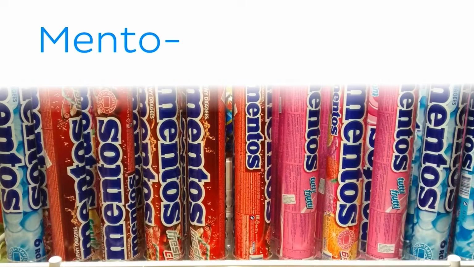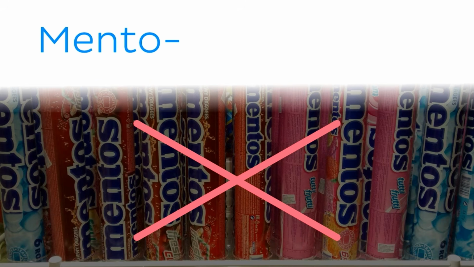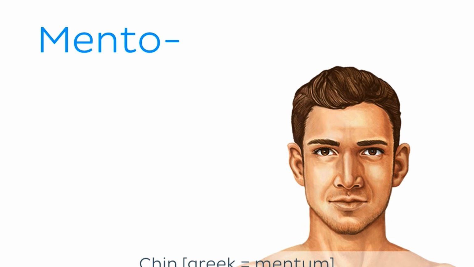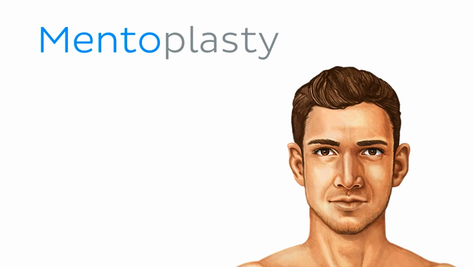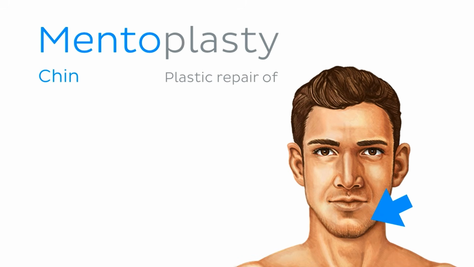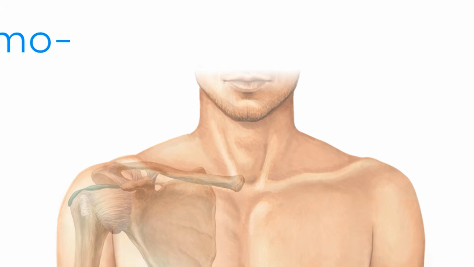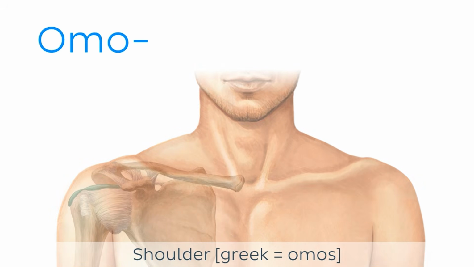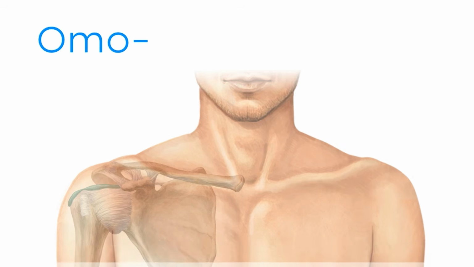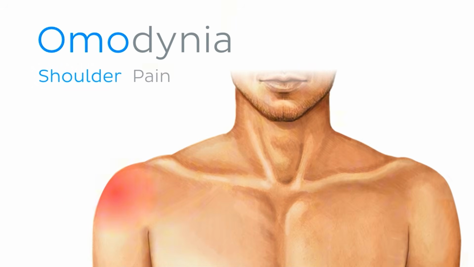So first up, we have the prefix mento, and before you ask, no, this has nothing to do with a popular lozenge which leaves your breath minty fresh. It actually relates to your chin. For instance, we have the procedure known as mentoplasty, which is a surgical augmentation or reduction of the chin. Or how about omo, which refers to the shoulder, such as omodynia, or pain of the shoulder.